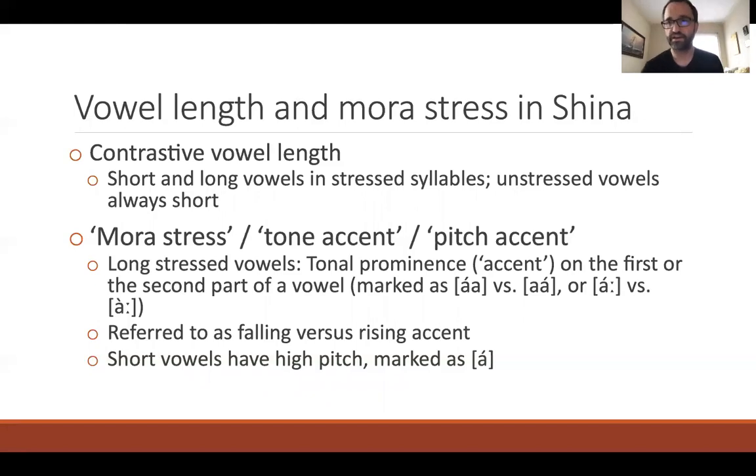There are all these terms floating around for phenomena where, as in Shina, in long stressed vowels, a tonal prominence, some kind of accent, can be on the first or the second part of a vowel. In this talk, I'll mark this with an acute accent on the first part or the second part. Or, what's also sometimes used in the literature is an acute accent versus a grave accent, so the grave accent would be the accent on the second mora. The literature also refers to it as falling versus rising accents. Short vowels do not show this kind of contrast. You always have high pitch, and I'll mark that with an A symbol with an accent mark.